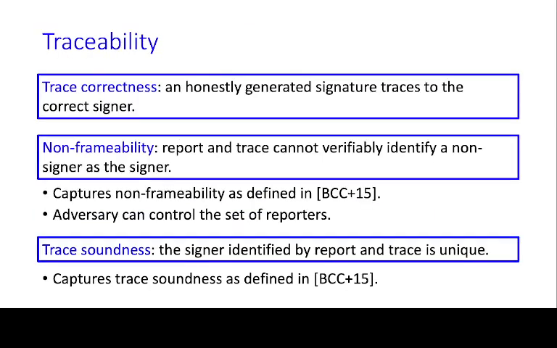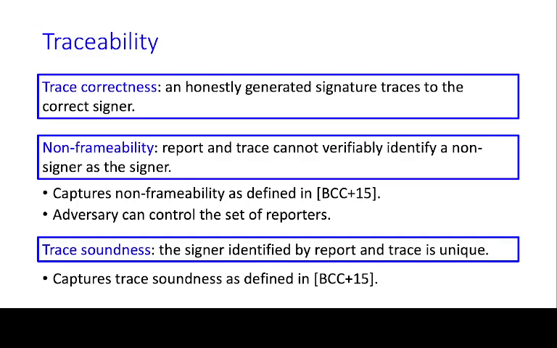We then define three security notions that we collectively refer to as traceability. Firstly, trace correctness requires that an honestly generated signature traces to the correct signer. That is, if a signer generates a signature and the reporter submits a report, the correct signer's identity will be revealed by the tracer.